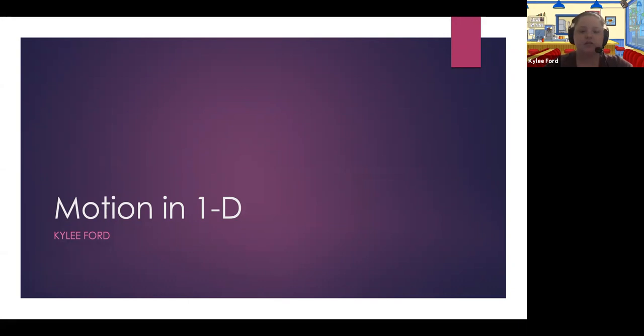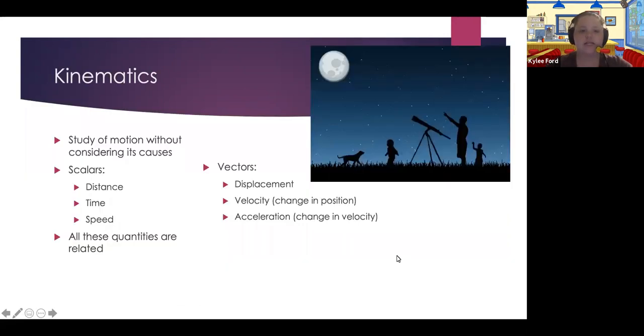To get us started, I wanted to give you a little bit of background on what motion in one dimension really means to physics. We call this kinematics, and that is the study of motion without thinking about any of its causes. It's purely thinking about the motion. As we talked about before, we are looking at both scalars and vectors.